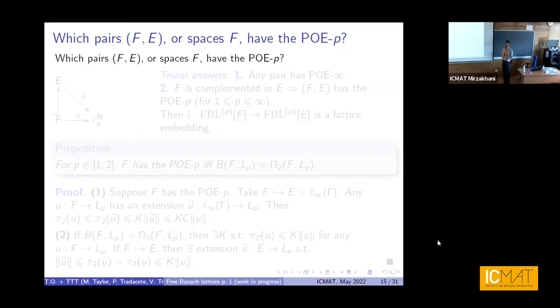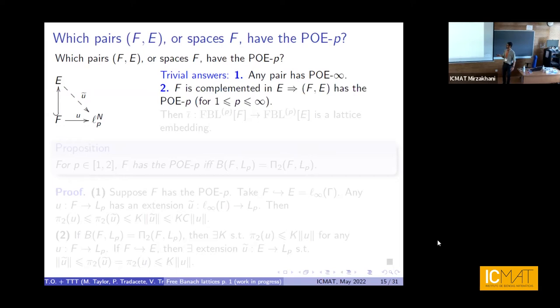So now we have a Banach space question on our hands. We ask which pairs F, E, or which spaces F, have this POEP, this property of extension of operators into L_P. So here is a diagram describing this definition. First of all, if P is equal to infinity, of course, L infinity N is injective, and therefore we always have this extension property. If F is complemented in E, then we also have this extension property. And actually this complementation can be relaxed a little bit. Local complementation will be sufficient. I'm not going to give the definition, but this is something a little bit more general.